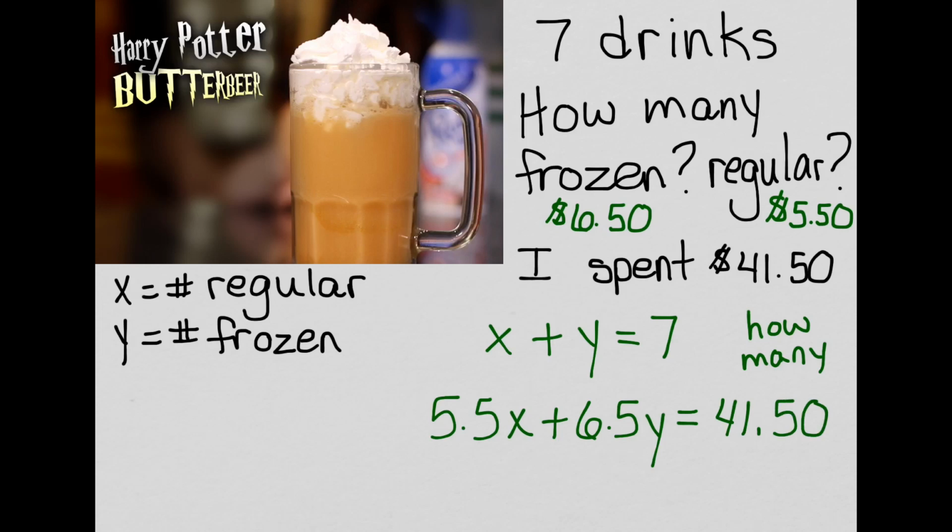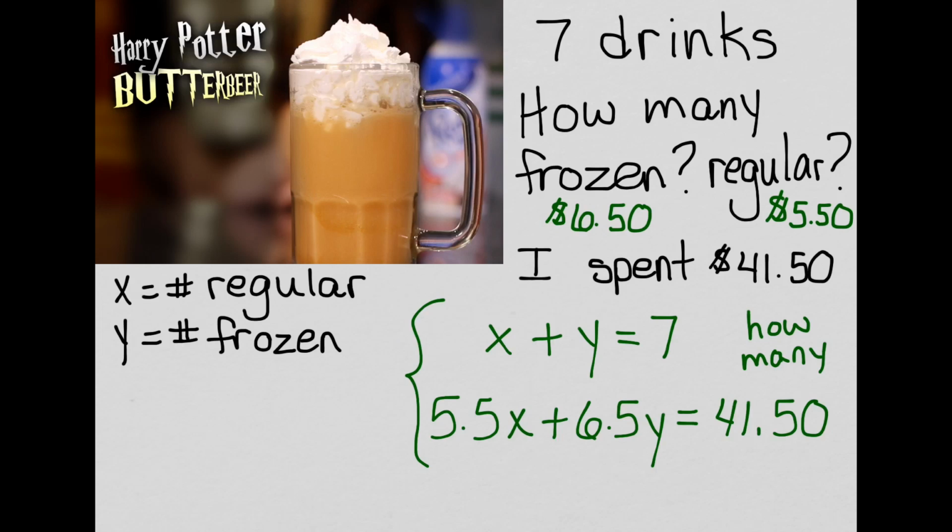It was the most ridiculous amount of money on drinks that I have ever spent. But there is my system of equations. Now, you could solve that one by elimination because everything is kind of lined up nicely. You maybe could multiply the top equation by negative 5.5 to eliminate the x's, or you could multiply it by negative 6.5 to eliminate the y's. I'm going to give you one more option here. By the way, I'm not going to solve any of these problems for you completely beginning to end. I'm just going to set them up and let you go.